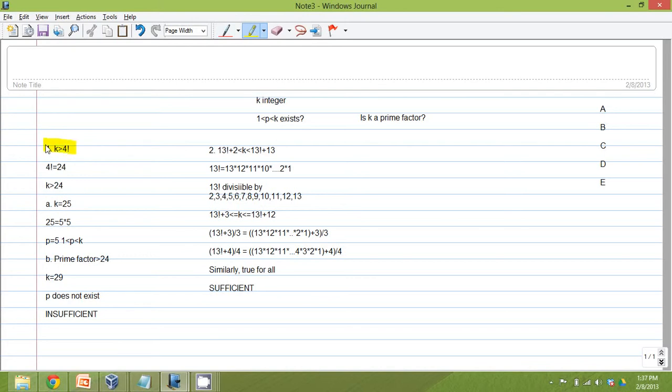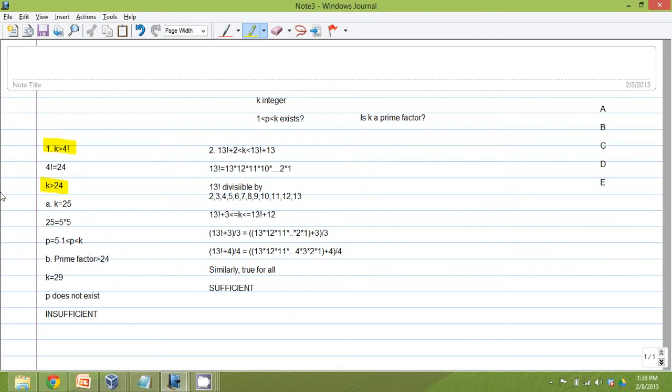Now 4 factorial is something simple that you can solve. 4 multiplied by 3 multiplied by 2, that's 24. So k is greater than 24. Now just think of any prime number that is above 24. 29 is prime, 31 is prime, 37 is prime. So there are prime numbers and there are non-prime numbers like 25, 26, 27. These are multiples of other numbers, and therefore a p does exist which is less than k but greater than 1. So there is such a p.